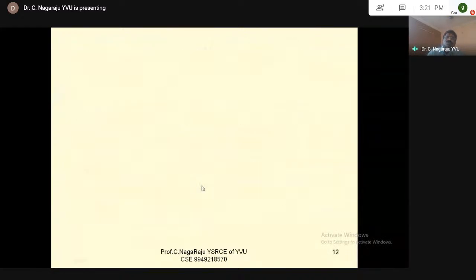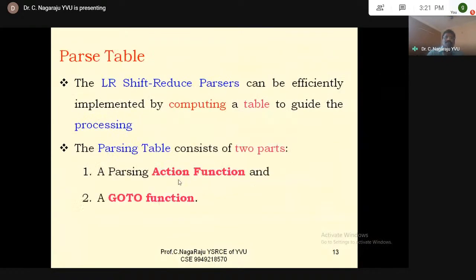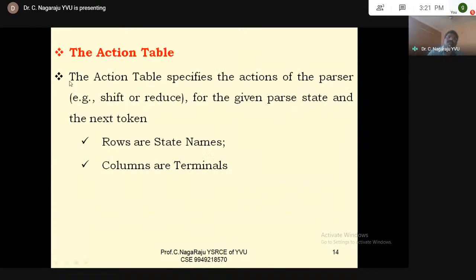So here is the use of the action table and the use of the parsing table. The parsing table consists of the action function and the goto table. What is the use of the action table and how is it constructed? The action table specifies the actions of the parser for a given parse state and the next token.